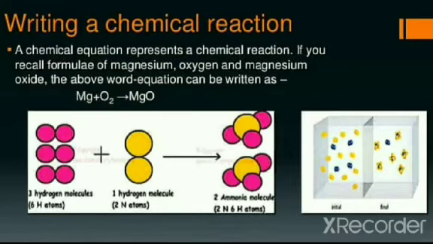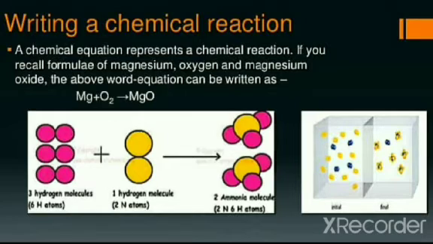The formula of magnesium oxide is MgO. So that is the skeletal equation: Mg plus O2 gives MgO. Now why is this known as a skeletal equation? That is based on whether we get the number of atoms of each element either as same on both sides of the equation or we get it only as different.